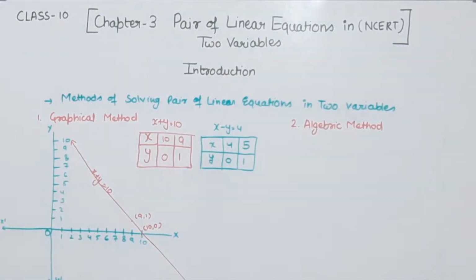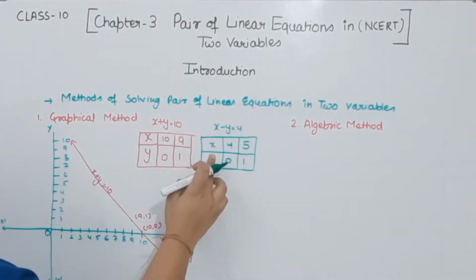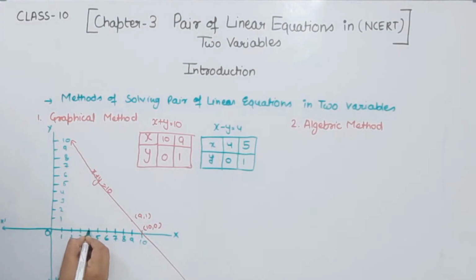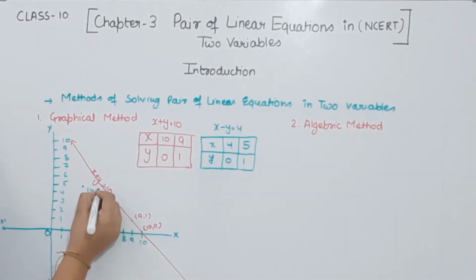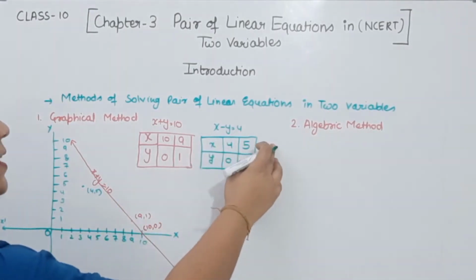Now comes the second one. The second one is x minus y is equal to 4. So x is 4, then y will be equal to 5. So this is the 4 and this is the 5. This is the point 4 and 5. Now comes the next one.